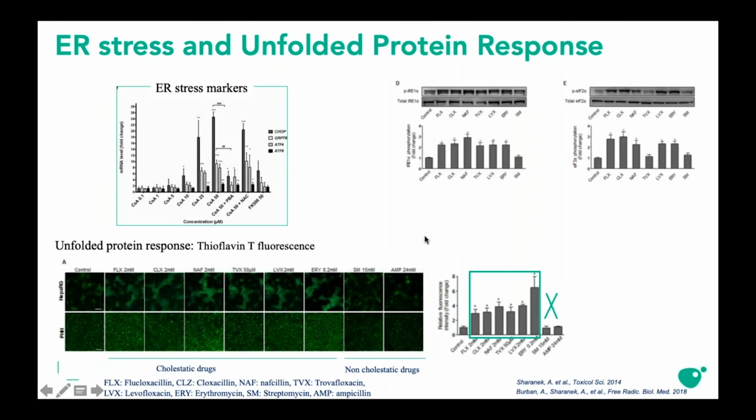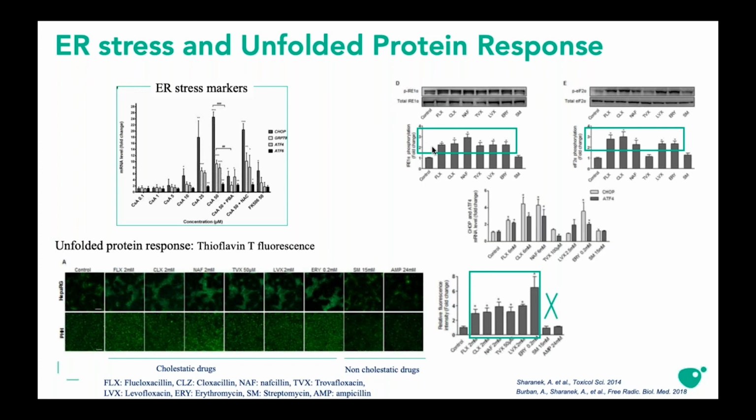ER stress sensors of the unfolded protein response were then investigated. Western blot analysis showed a 2 to 3-fold enhanced phosphorylation of these two ER stress markers. In agreement with these results, mRNA expression of ATF4 and CHOP, which are downstream of EIF2 alpha, was upregulated by these antibiotics.